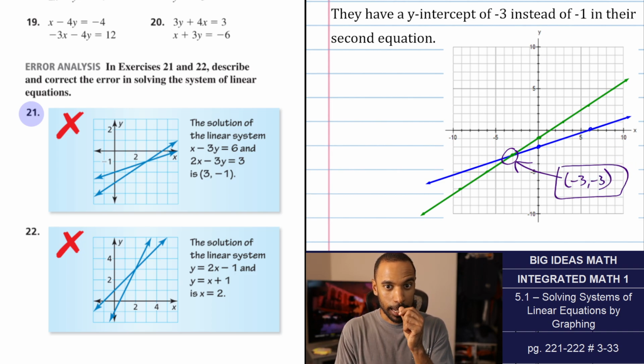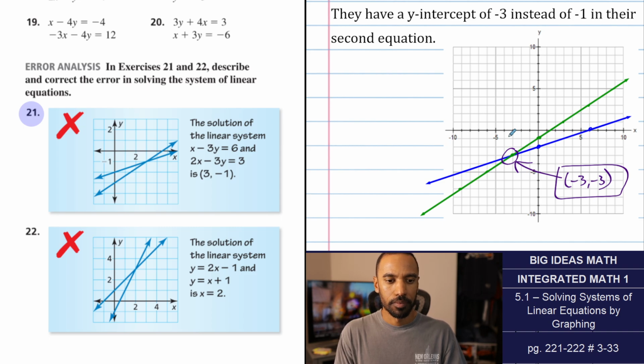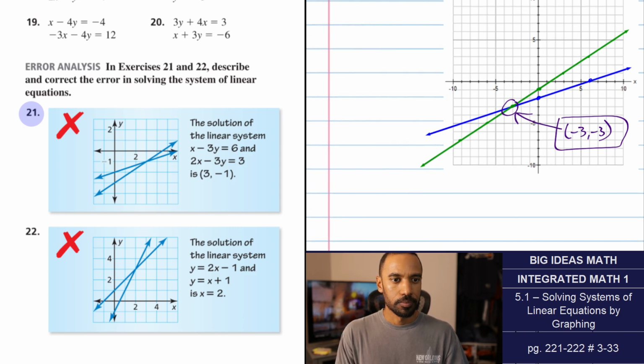Now, we could have double-checked this. We could have double-checked (3, -1), and it actually would have worked for the top equation, but it wouldn't have worked for the second equation. You get 6 plus 3 equals 3? No, 9 doesn't equal 3. So, double-checking this one, it should work out. Let's go with it. Okay, number 22.